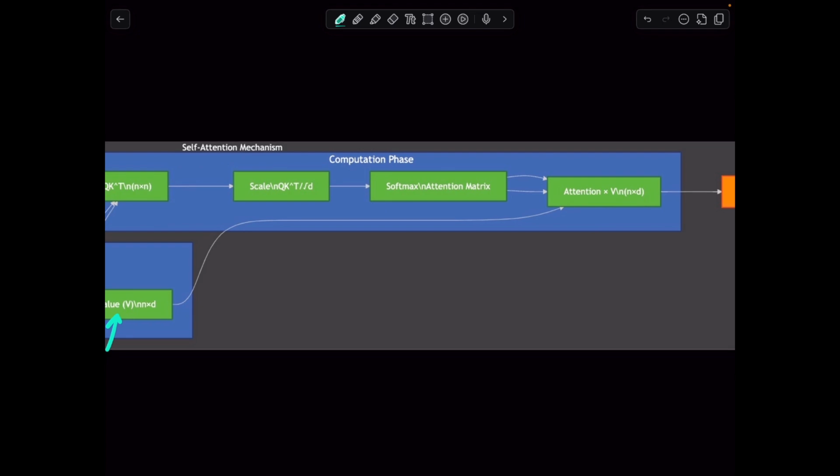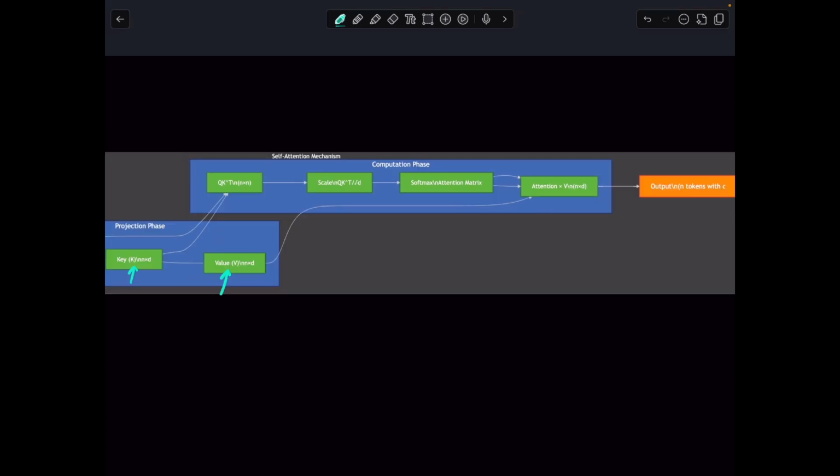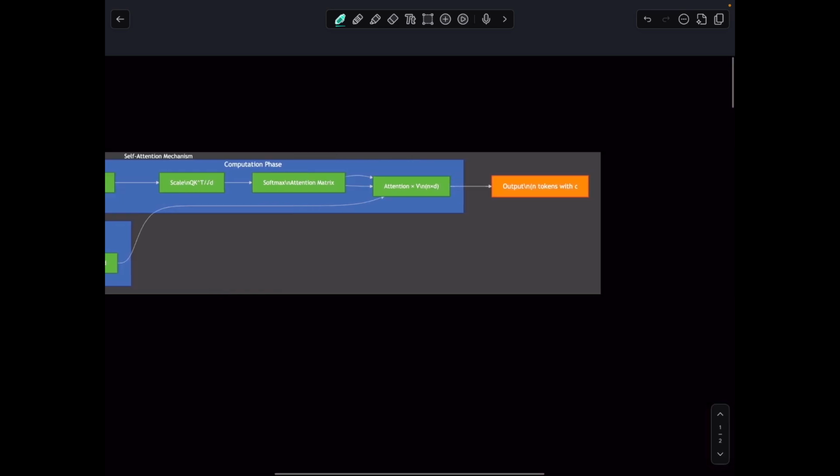After softmax, it gets the attention matrix. It calculates the final attention head by doing a matrix multiplication between the attention matrix and the value matrix. So there it gets the final attention head.